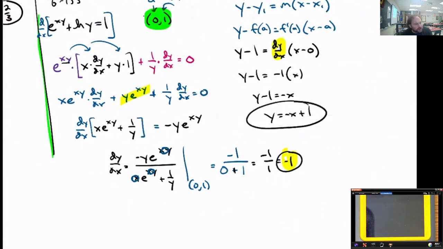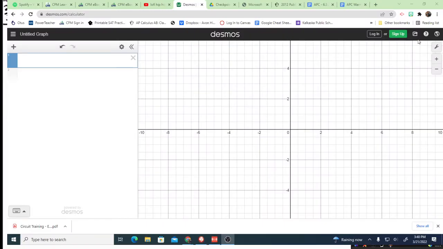And you know what? Because we're here, and I have Desmos open anyway, what if I just got a new blank graph out? I'm just going to do this for fun. You can skip ahead of this if you want to, but I'm just indulging myself right now because I can. How about e to the xy power plus the natural log of y equals 1.